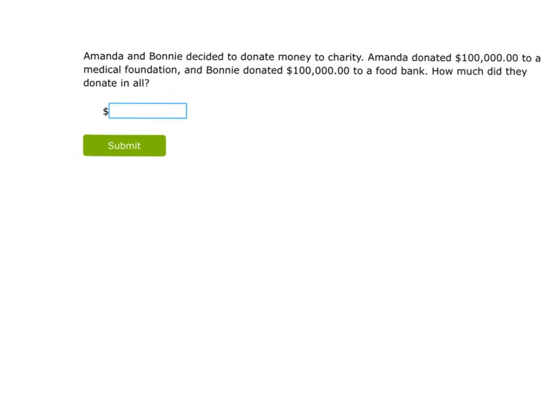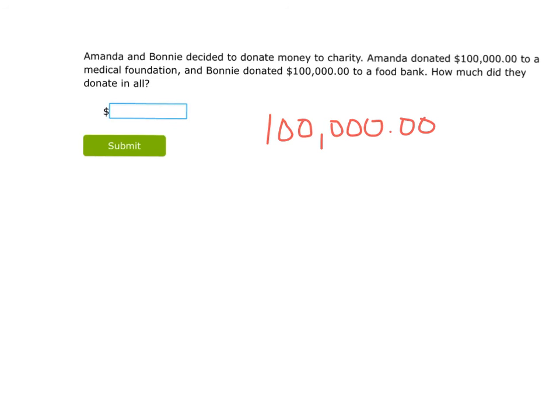All right, Amanda and Bonnie decided to donate money to charity. Amanda donated $100,000 to a medical foundation, and Bonnie donated $100,000 to a food bank. How much did they donate in all? Okay, well, you just line everything up. Amanda donated $100,000, and Bonnie donated $100,000, and you can leave the commas out if you need to. The decimals you cannot. You need to have the decimals.